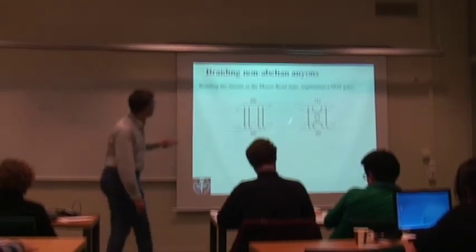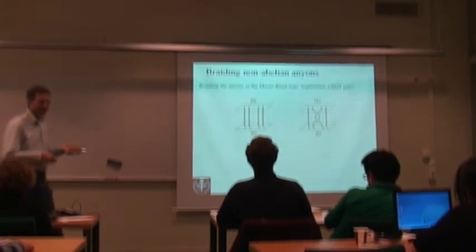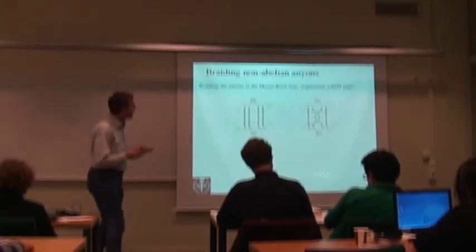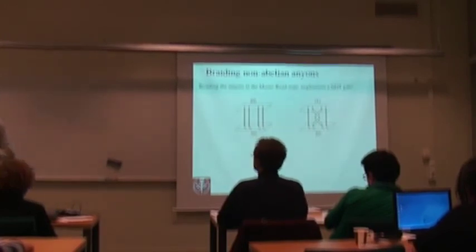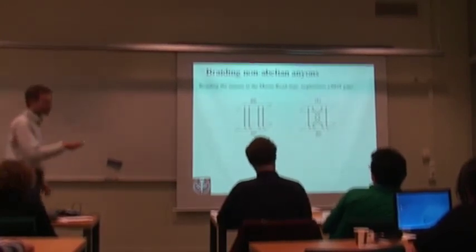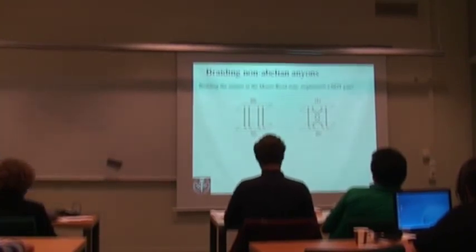And so in this case, if you take these anyons in this state and you literally do this, you will go from one state to the other. And this is what we call a NOT gate. So by using particles in this particular state, we can implement a NOT gate.